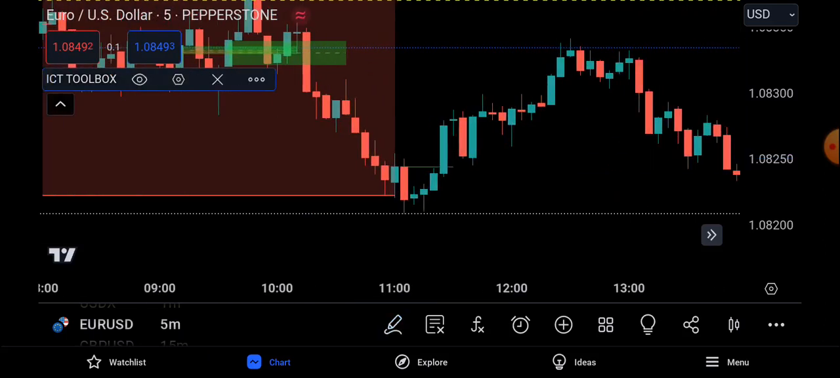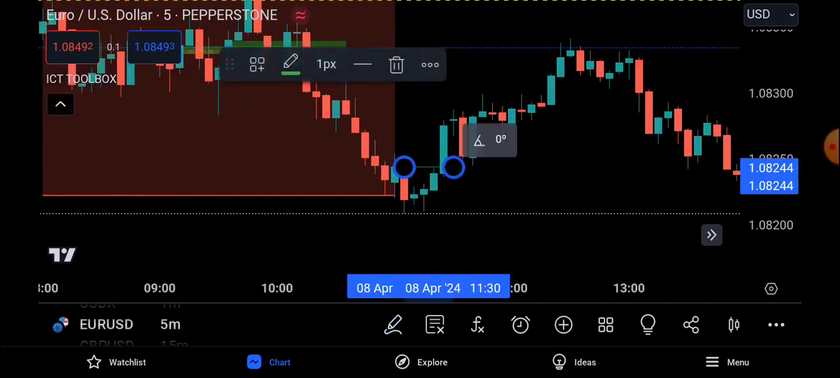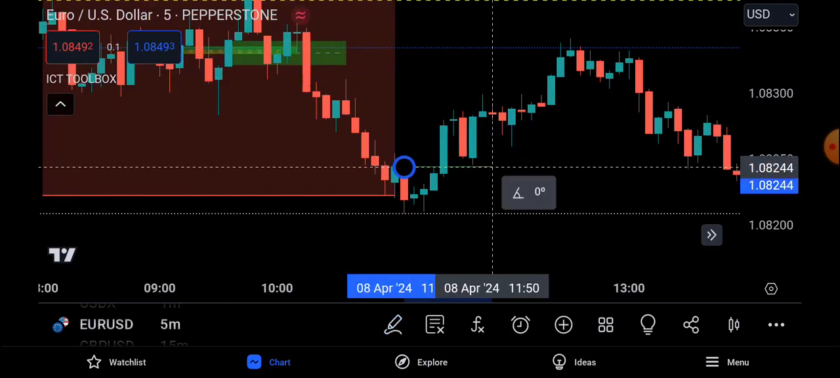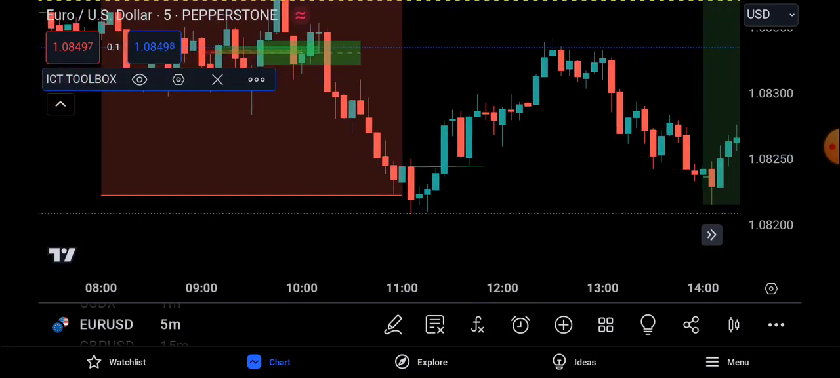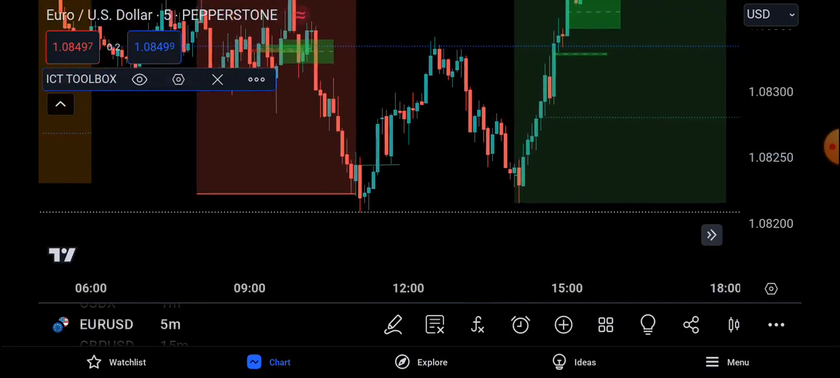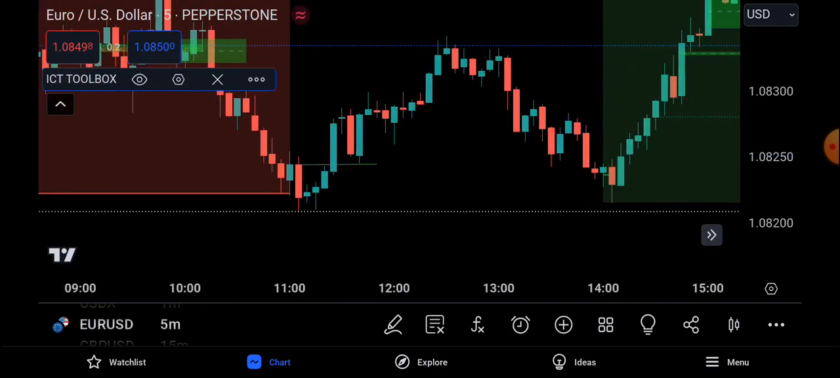Means it's a high probability order block. I'm not so sure if that candlestick tapped into this, but let's see. We barely tapped into it. We missed it. Okay, but we did come back around on this end.